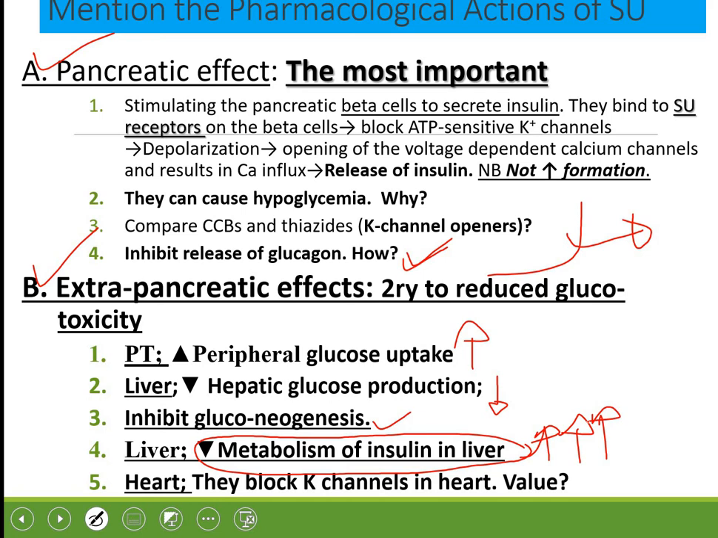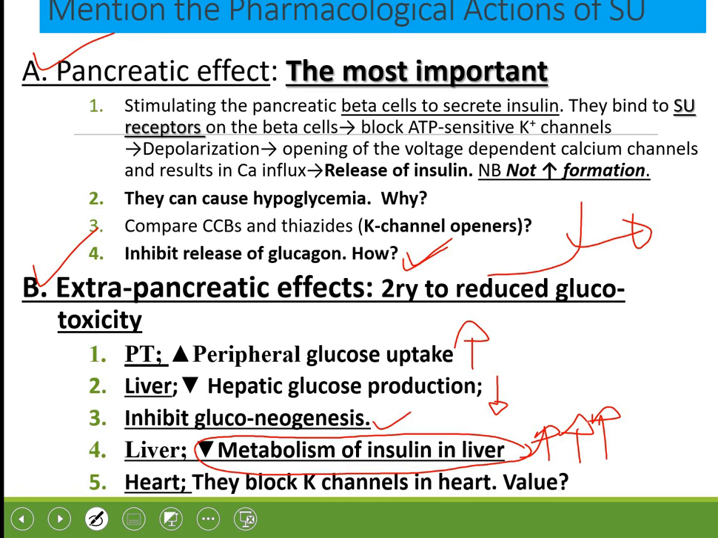And regarding the heart, they block the potassium channels in the heart. Therefore, if your patient has an arrhythmia, is proarrhythmogenic, or has a history of arrhythmia, then we shall take care with it.